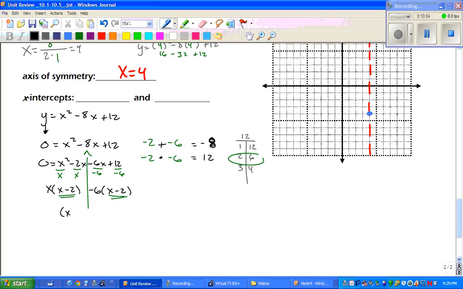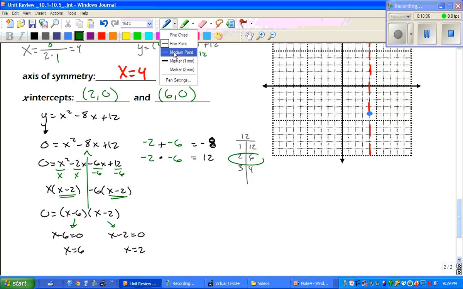And then we get x minus 6, x minus 2 equals 0. We set each one of those guys, because they have a variable, equal to 0. And we get x equals 6 and x equals 2. And now remember that we want our intercepts. Intercepts are points. So our points are 2, 0 and 6, 0. So 2, 0 and 6, 0.